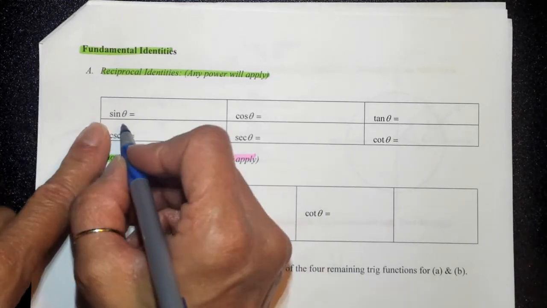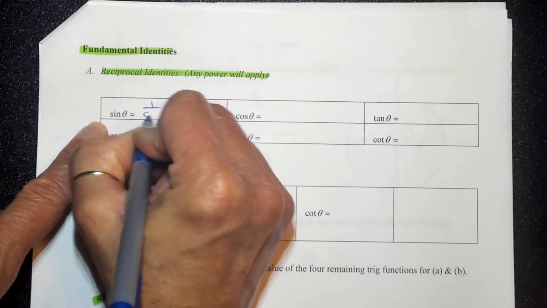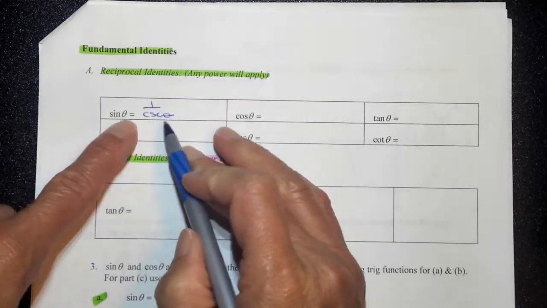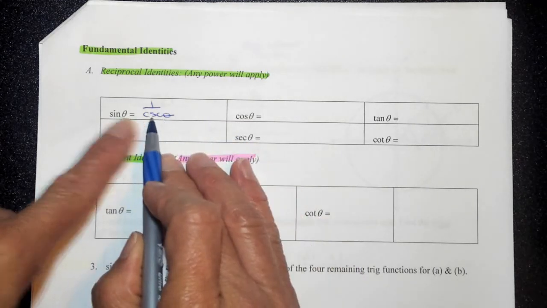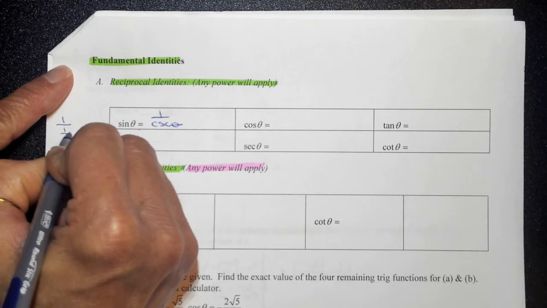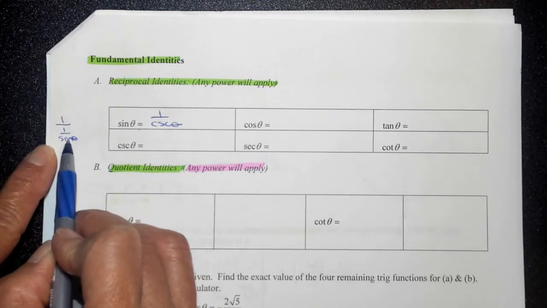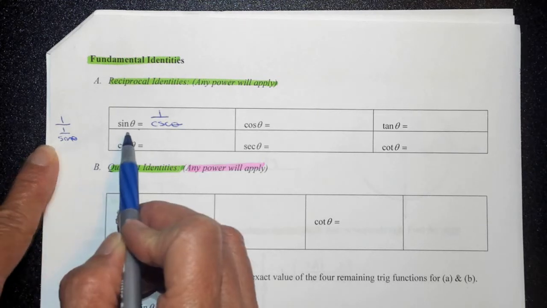So here we need to remember that the sine of theta is the same thing as 1 over the cosecant of theta. Because if this is the sine, you essentially have 1 over the sine, which we know when we're dividing fractions, this flips back up to the top. Okay? So this is the same thing.